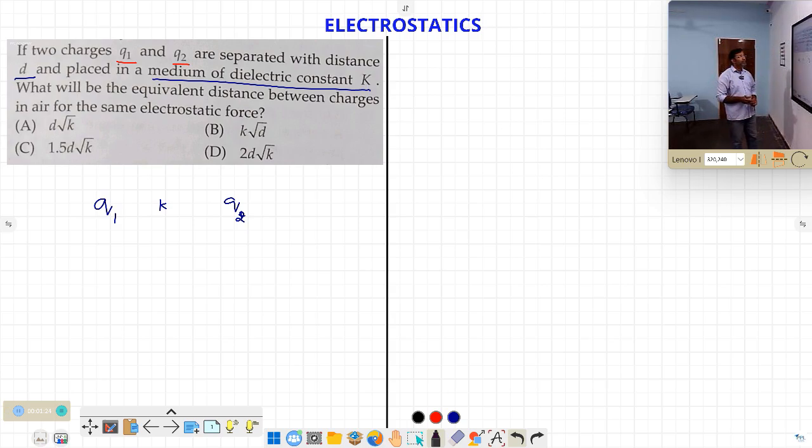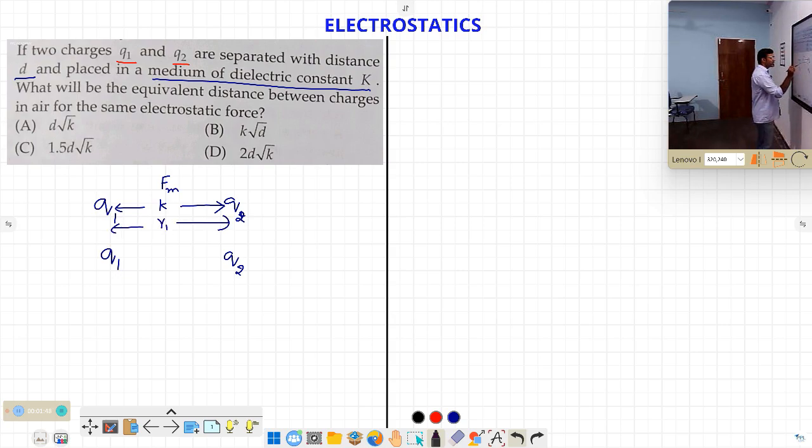Now, what is the equivalent distance between the charges in air for the same electrostatic force? Whenever I take the two charges, there is an electrostatic force of repulsion between them, which in the medium I take as F medium. Now if the same charges Q1 and Q2 are kept at a different distance, the initial distance being R1 and the second distance R2, in air, the force of repulsion between them is equal to F air.